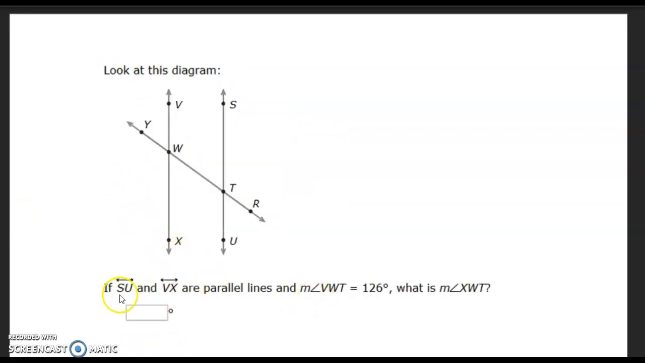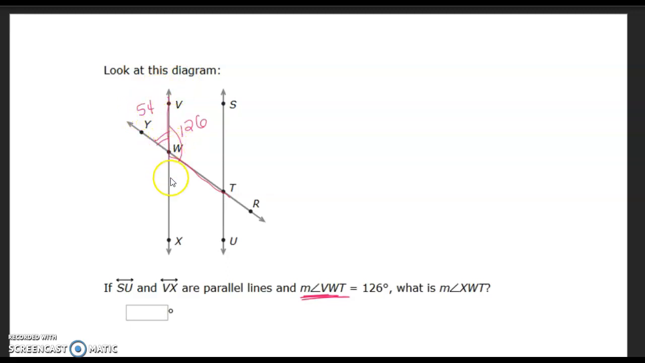So it says if SU and VX are parallel, and the measure of VWT, so I put VWT, so this angle is 126 degrees. Okay. Now, before I even ask what it wants, we can also just straight up find all the angles. So if that's 126 degrees, in order to make a line, we have to find what this is. So 126 plus what would be 180? The answer would be 54.